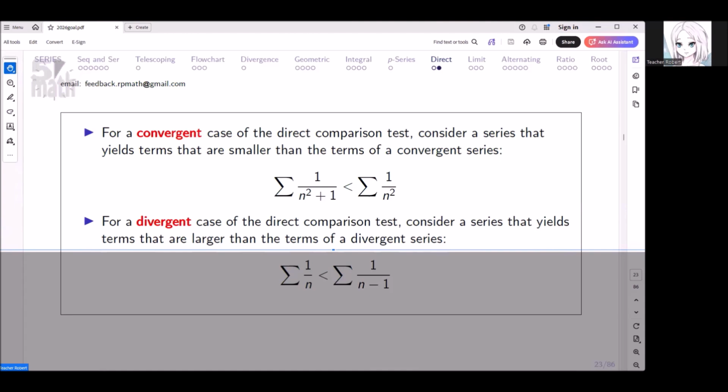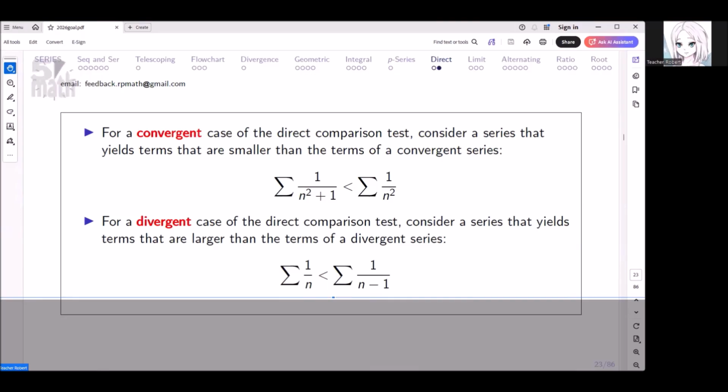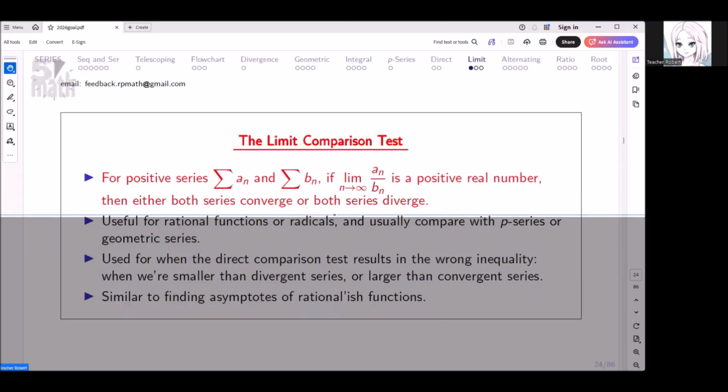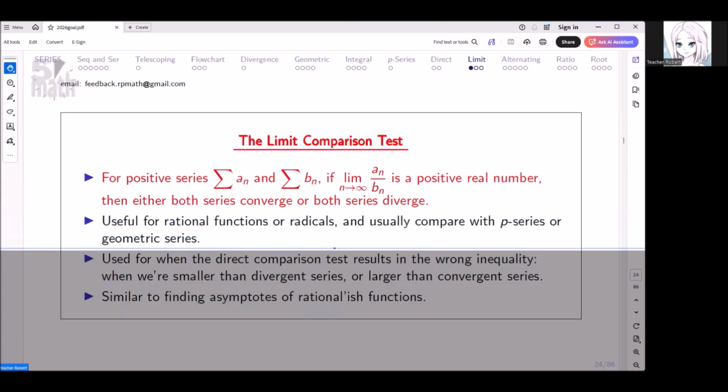For a divergent case of the direct comparison test, consider a series that yields terms that are larger than the terms of a divergent series. And we have the following. The limit comparison test. For positive series a_n and b_n, if limit n to infinity a_n over b_n is a positive real number, then either both series converge or both series diverge. Useful for rational functions or radicals, and usually compare with p-series or geometric series.